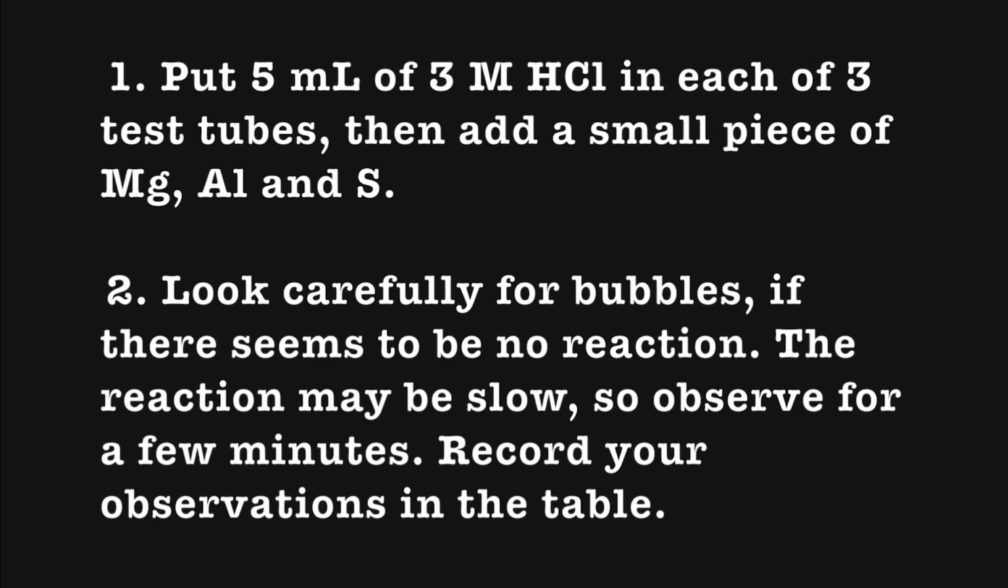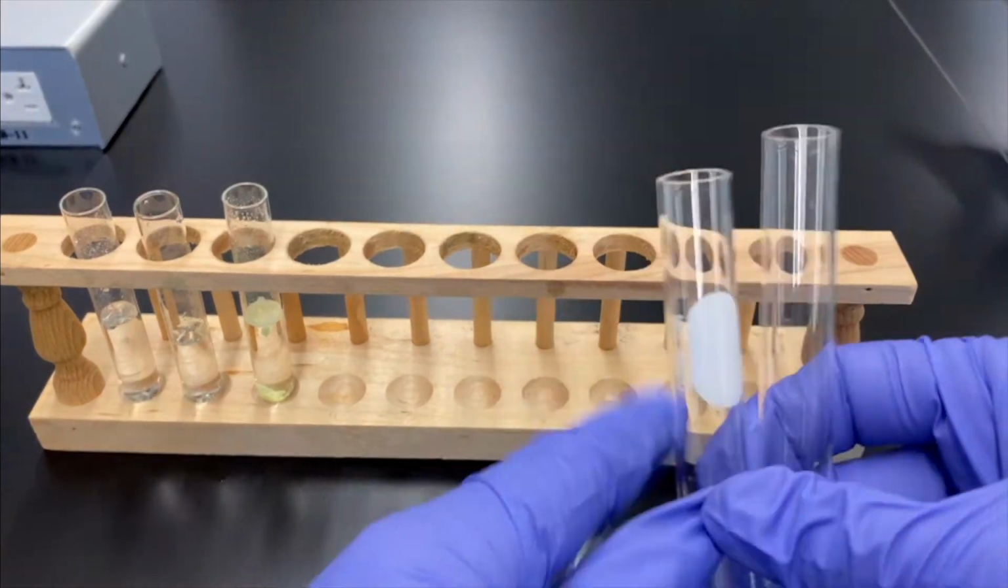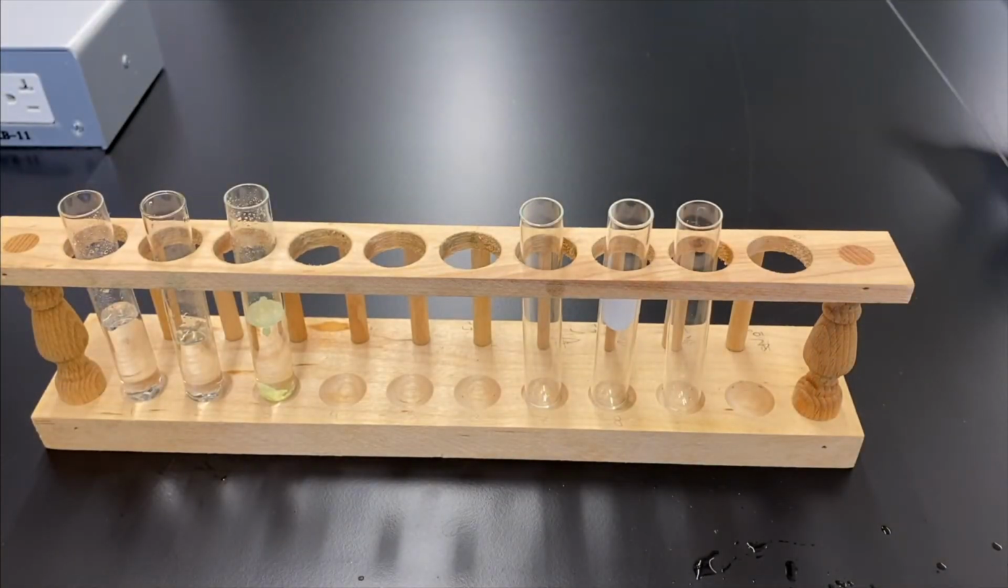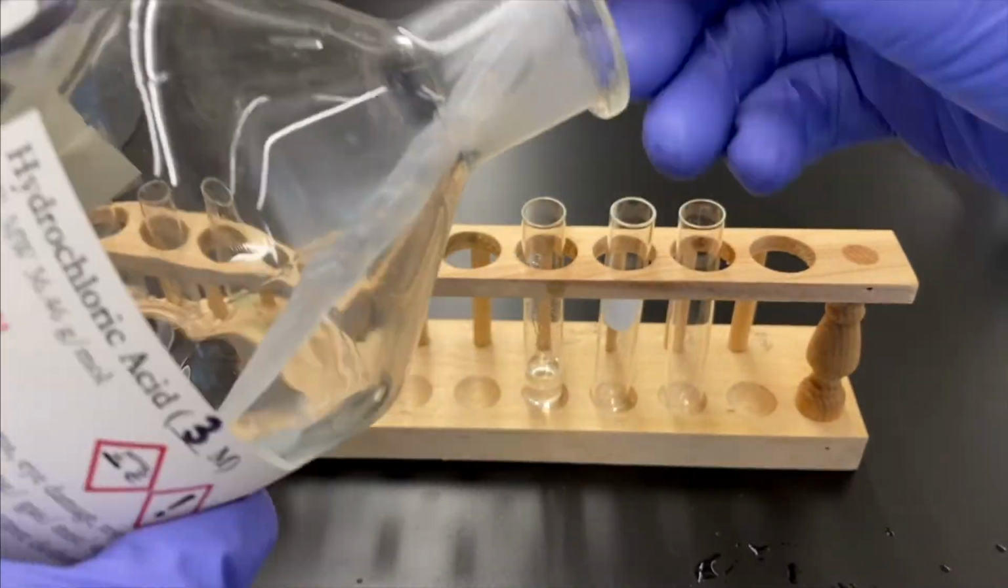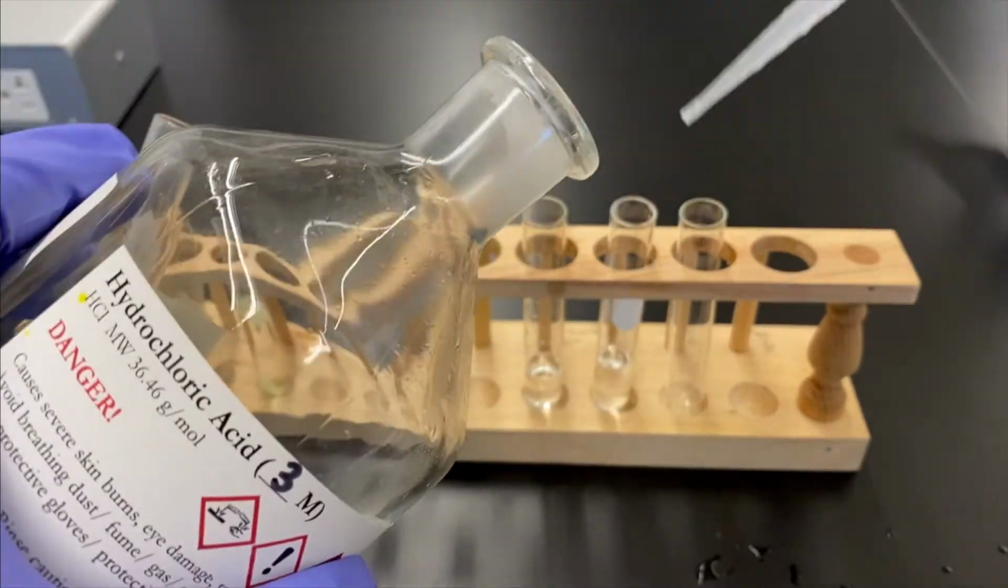All right, so we're going to be using magnesium, aluminum, and sulfur in three test tubes like we did before when we checked for bubbles. But this time, we're going to be putting 3 molar hydrochloric acid in each of the test tubes. All right, and so you can see our previous run on the left-hand side of this test tube rack. And this time we'll set it up on our right-hand side.